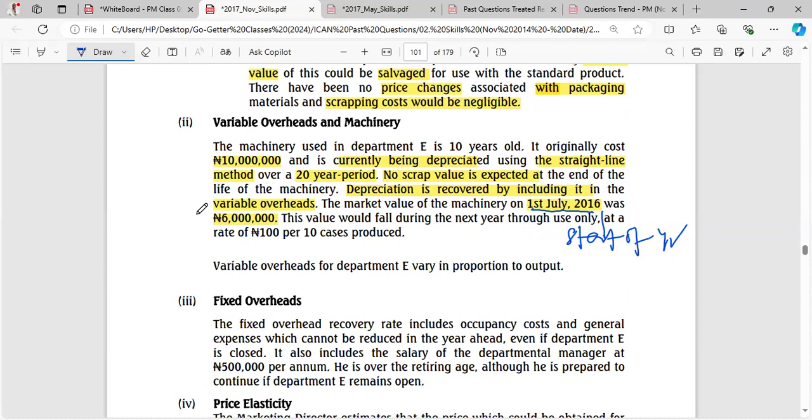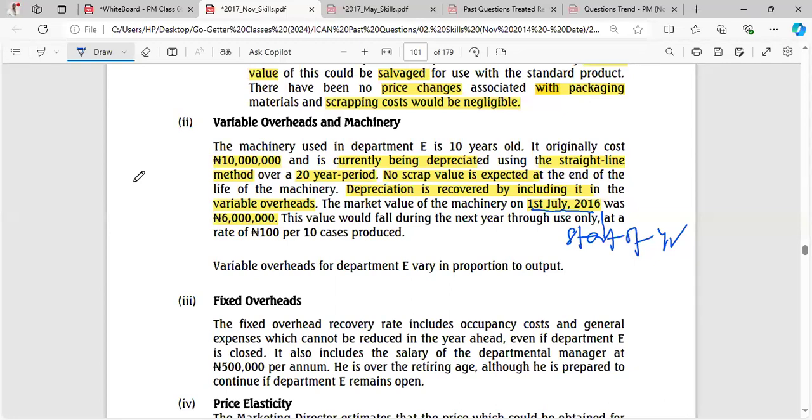Of course, market value and scrap value will not be the same, because if they have been depreciating this machine for over 10 years, something they bought for 10 million naira, and they have depreciated it for 10 years out of 20 years, the book value would be 5 million naira, because half of the useful life is gone.